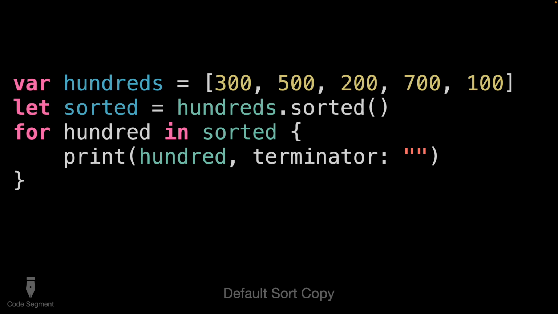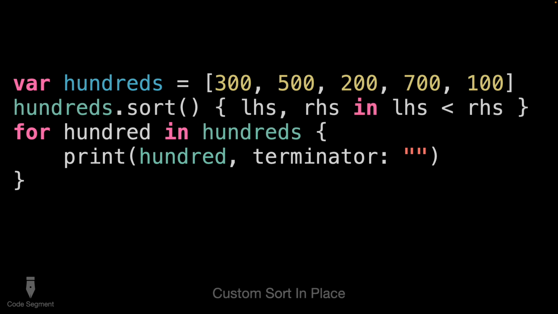Here is an example of that with the .sorted function call. Here we're assigning to a sorted constant, and then we are entering the for loop and going through. This prints exactly the same thing, but it's worth noting that we are iterating over sorted, not hundreds. Our sorted constant is a copy of hundreds that has been sorted.